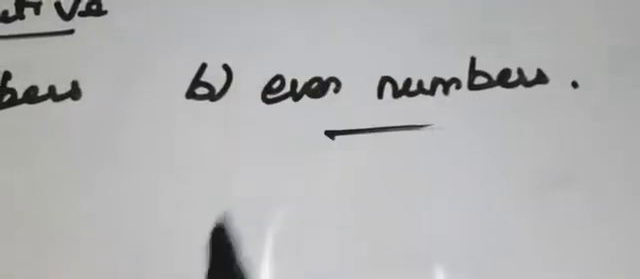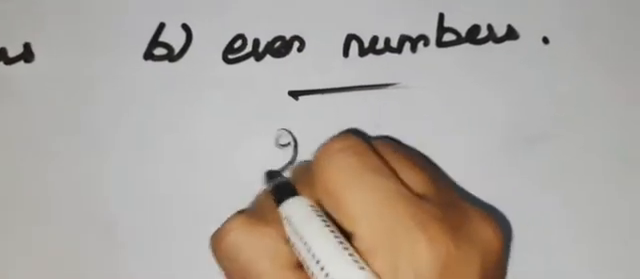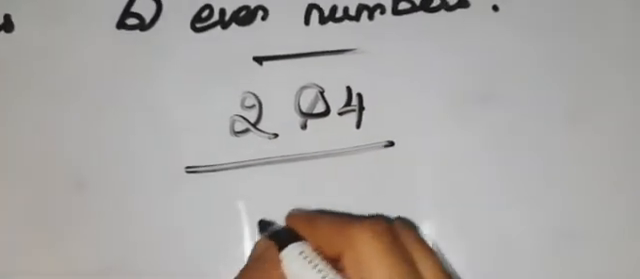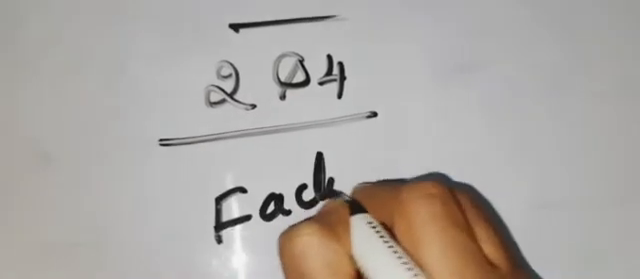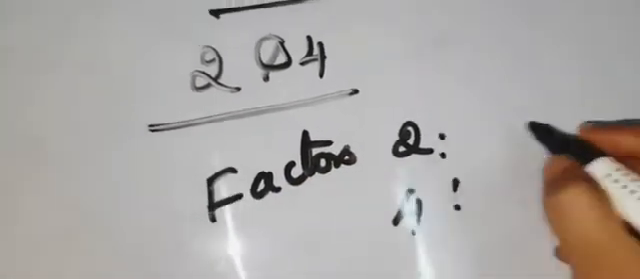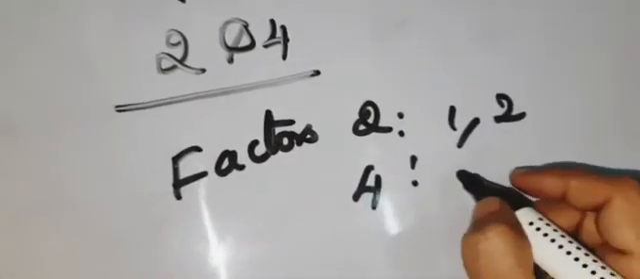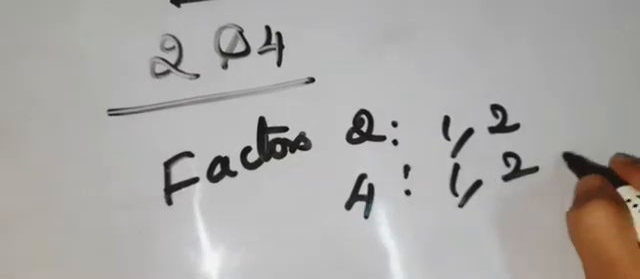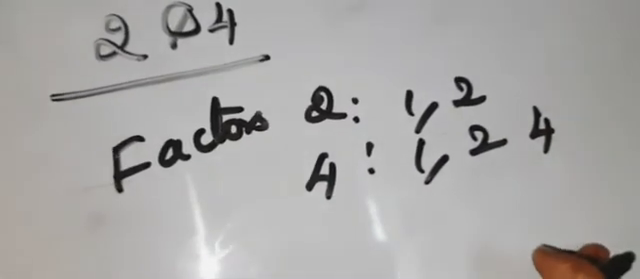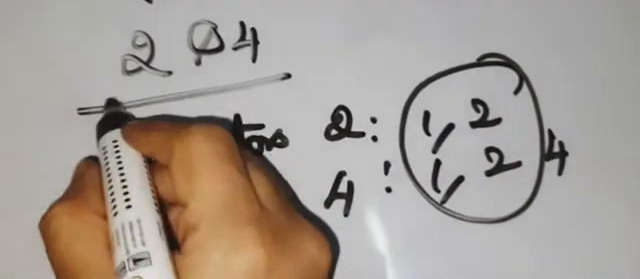So what is the HCF of two consecutive even numbers? I said I will be taking 2 and 4 as the two consecutive even numbers. The first step is to find the factors of 2 and 4. The factors of 2 are 1 and 2. Then the factors of 4 are 1, 2 and 4. So among these, which numbers are common, students? 1 and 2 are the common factors of 2 and 4.